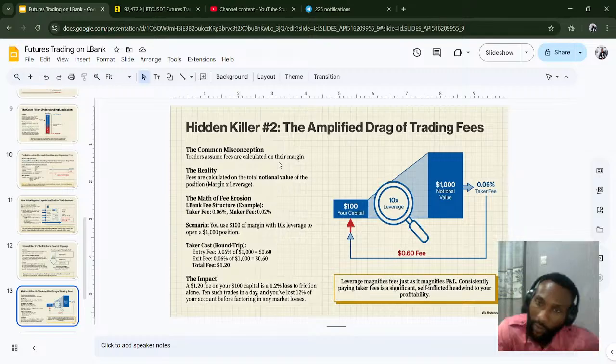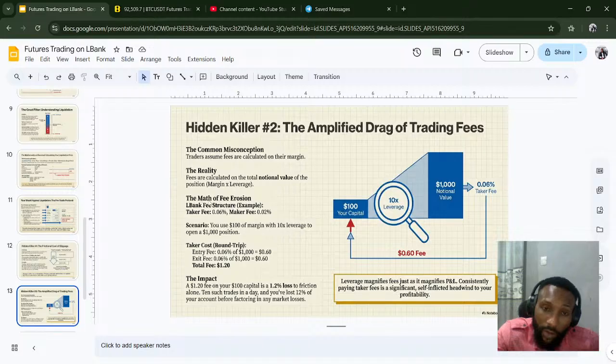Now, the hidden killer: the drag of trading fees. The common misconception is that traders usually assume fees are calculated on their margin. That's very wrong. Understand? The reality is fees are calculated on the total notional value of the position. Notional value is basically your margin times your leverage. That's your $10 times the leverage. If it's 10x, 10 times 10, 100.